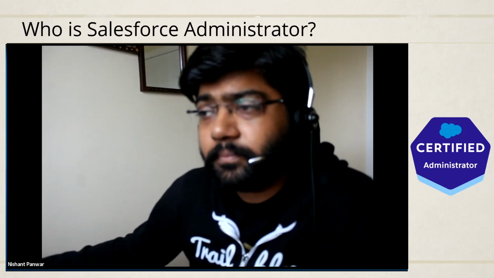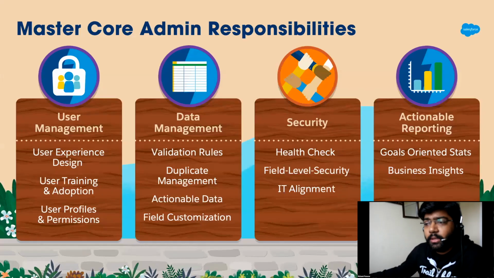So if we talk about the main core responsibilities of an admin in an organization, they are these four. They span across many things, but if I would like to summarize them, they would fall under these four categories.